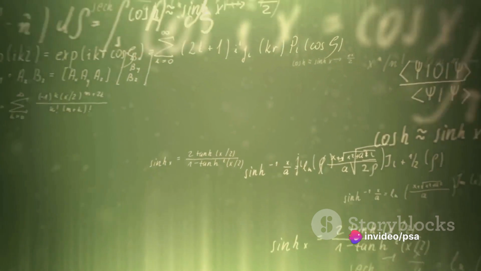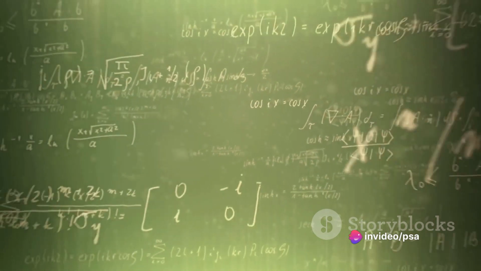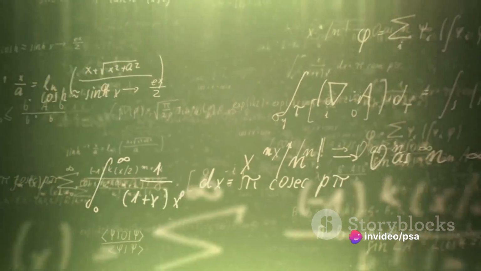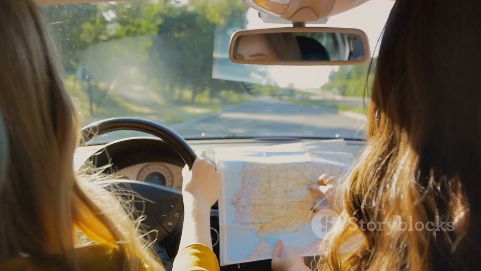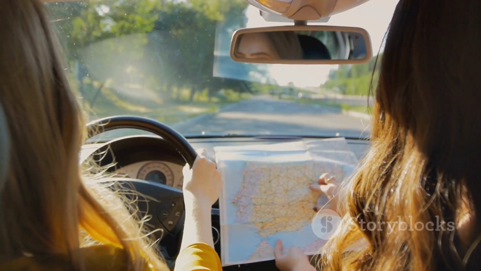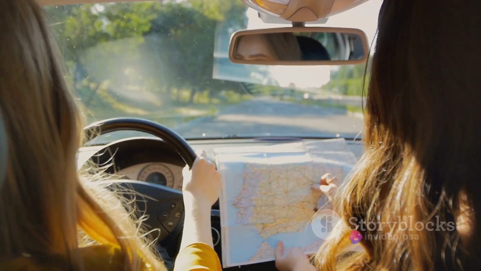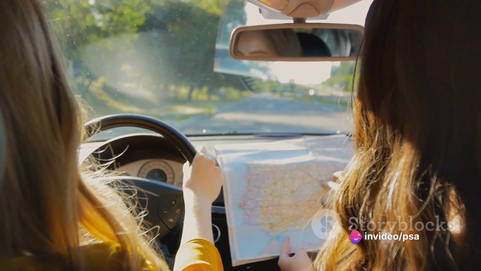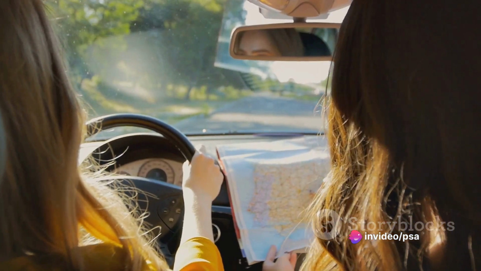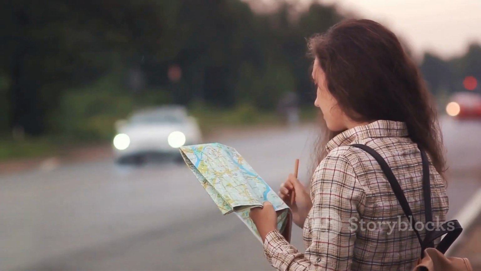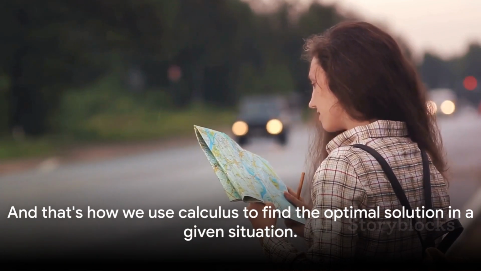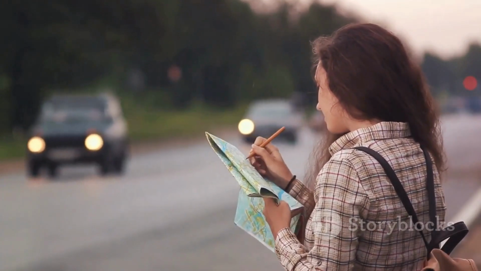We can use the second derivative to determine whether these points are minimums or maximums. If the second derivative is positive, the point is a minimum. If it's negative, it's a maximum. This process, repeated for all variables and constraints, gives us the optimal solution. For our road trip, this would be the route and schedule that minimize the total travel time while meeting all our constraints. And that's how we use calculus to find the optimal solution in a given situation.